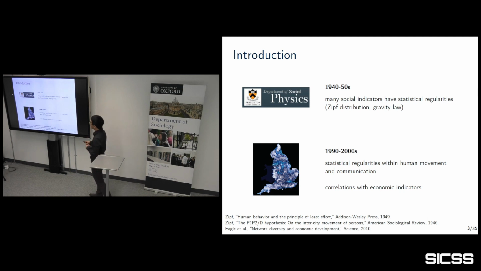And then more recently, the third wave emerges, where furthermore, people find statistical regularities also within human movement and communication. So examples could be concepts such as triadic closure, so how people form groups or join groups or form ties. If A is a friend of both B and C, then B and C are likely to be friends in future. Other concepts could be strong and weak ties.